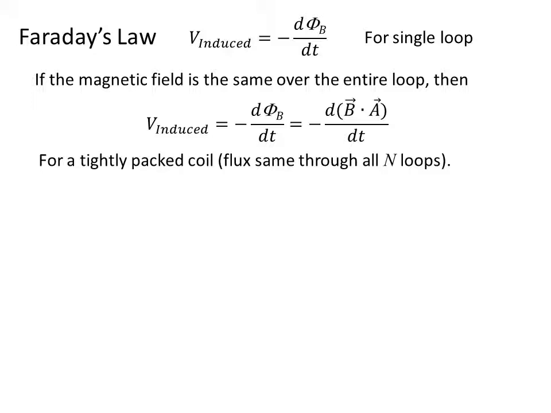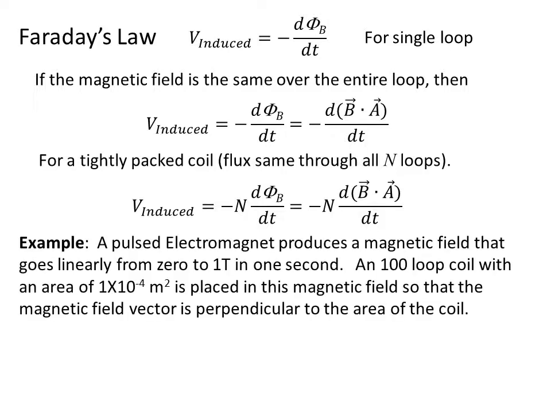For a tightly packed coil, there are lots of loops, but they're all about in the same spot, and so the flux is the same through all the loops. The induced voltage is just N times dΦ/dt, or minus N times the time derivative of B dot A, if the B field is constant over the entire loop.